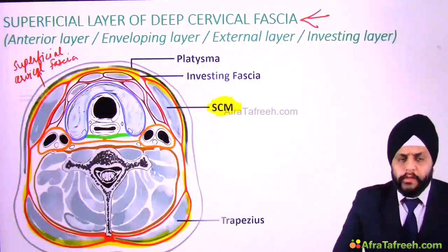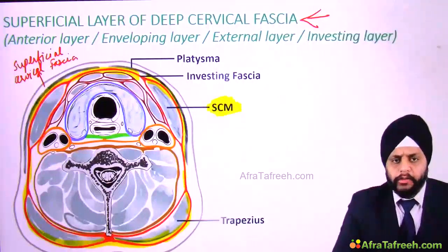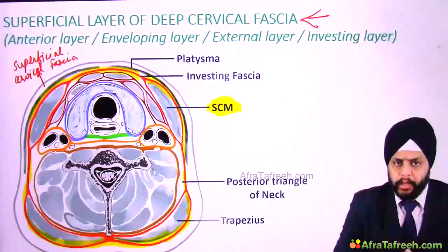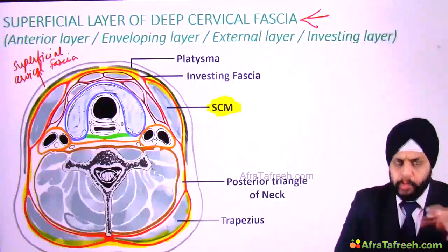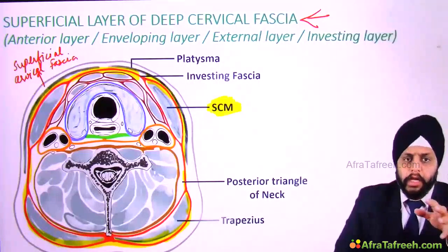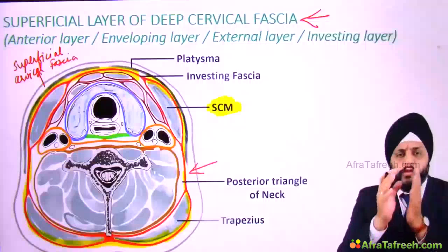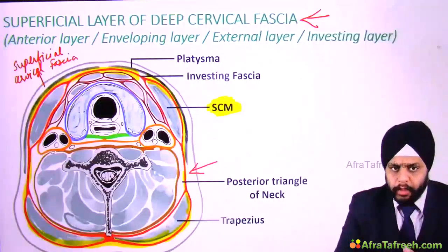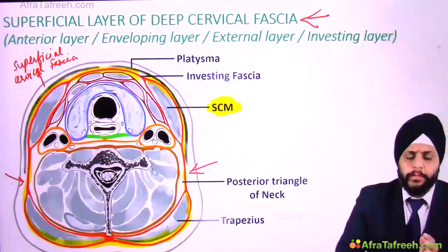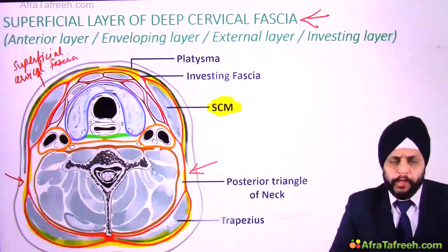Okay, so let's look at this fascia. Now, before I go ahead, let's look over here. Now, this space that I have marked is the posterior triangle of the neck. What do you see over here? You see that the superficial layer of deep cervical fascia is forming the lateral aspect, we also call it the roof of the posterior triangle of the neck. So you can clearly see that the roof or the lateral aspect of the posterior triangle of neck is formed by superficial layer of deep cervical fascia.